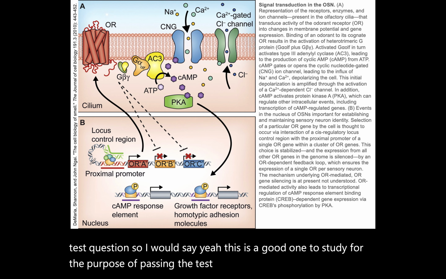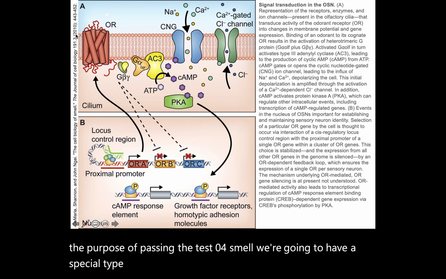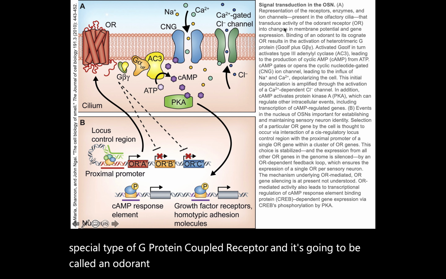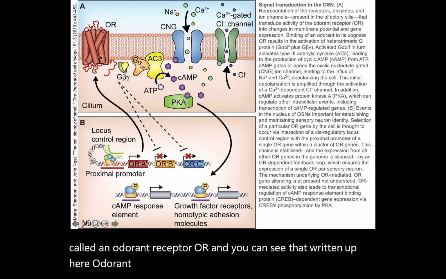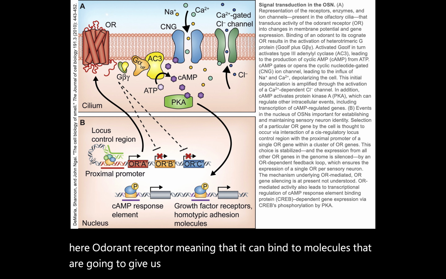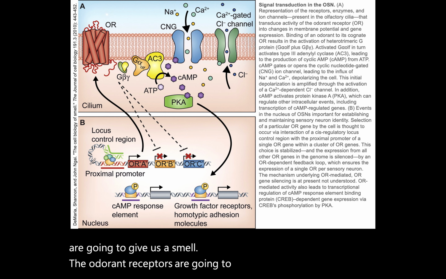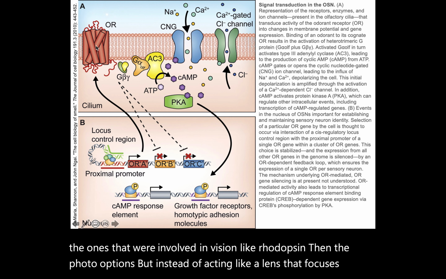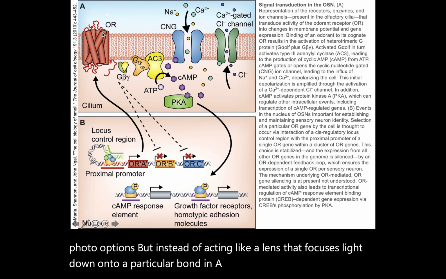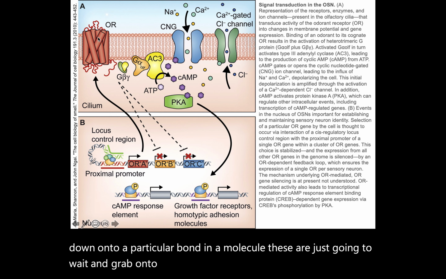So for smell, we're going to have a special type of G protein coupled receptor, and it's going to be called an odorant receptor, OR. And you can see that written up here, odorant receptor, meaning that it can bind to molecules that are going to give us a smell. So odorant receptors are going to be very similar molecules to the ones that were involved in vision, like rhodopsin and the photopsins. But instead of acting like a lens that focuses light down onto a particular bond in a molecule, these are just going to wait and grab onto a molecule, and it's going to be the same thing.